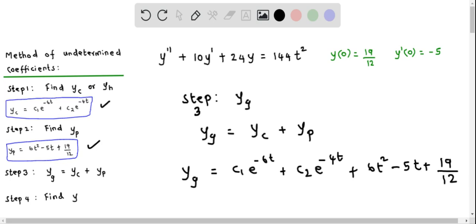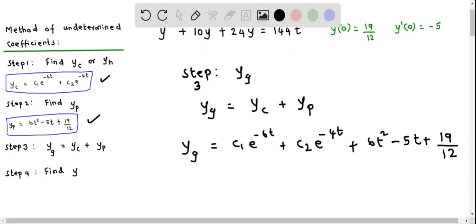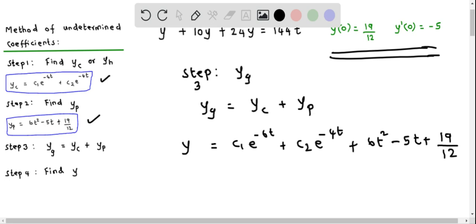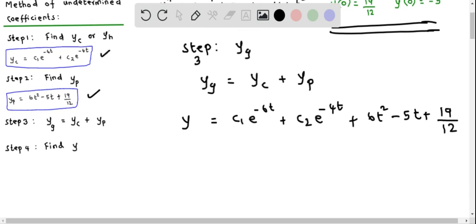Now let's do step 4, that is we have to find the unique solution y. For this, I'm going to rewrite the general solution, yg, which equals y, and we will also have to determine the values of c1 and c2 using the initial conditions. First let me find the derivative of this, because we have the initial condition y prime of 0.